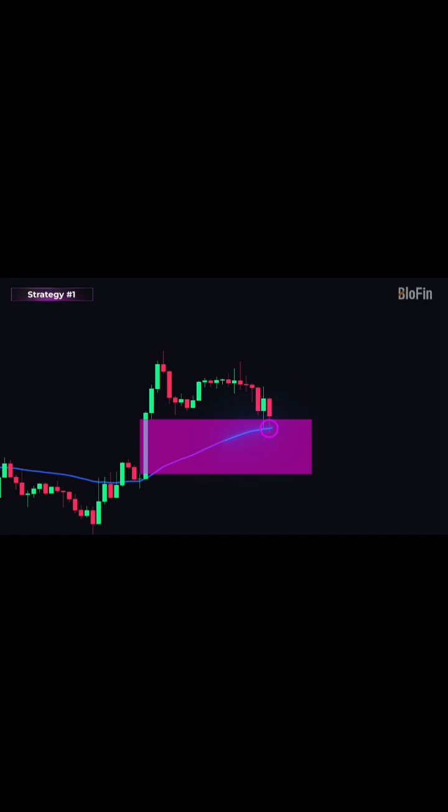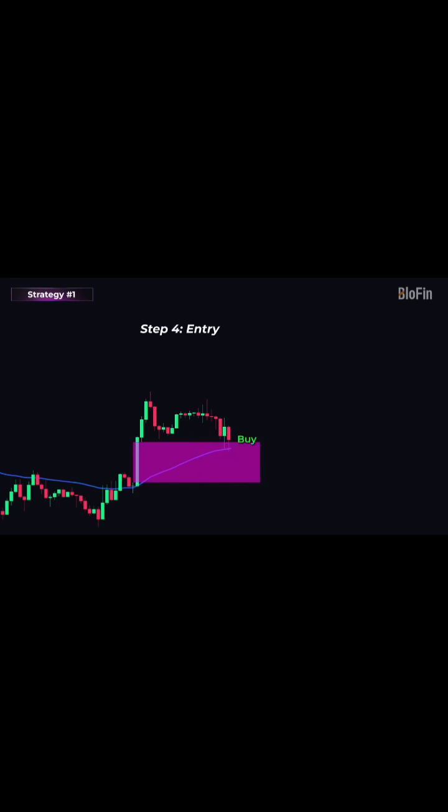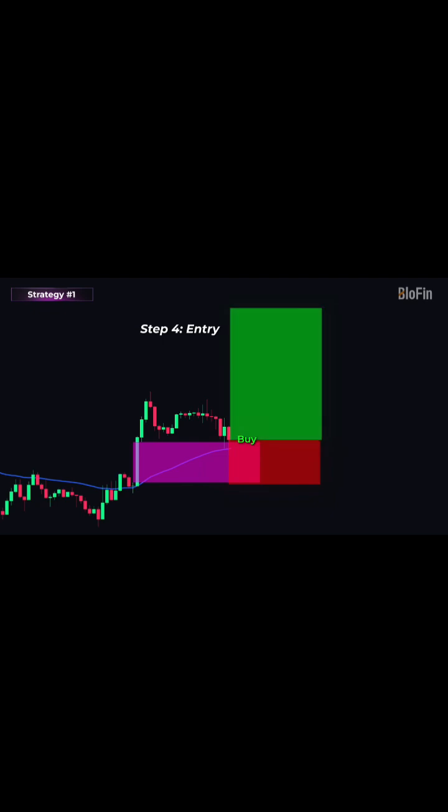This gives us extra confirmation that it will likely bounce from this area. From here, we can enter a long trade, with our stop loss placed just below the fair value gap and our take profit set at 3 times the risk. As you can see, price bounces perfectly and hits our take profit target. Let's look at another example.